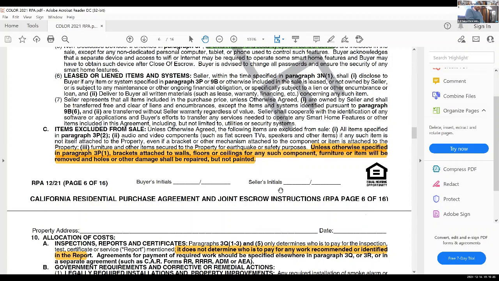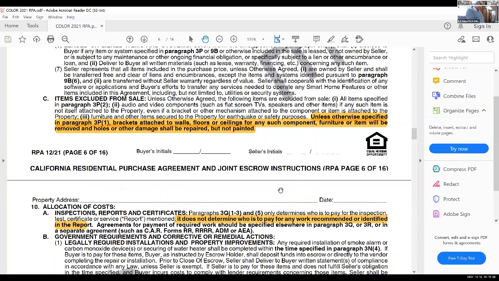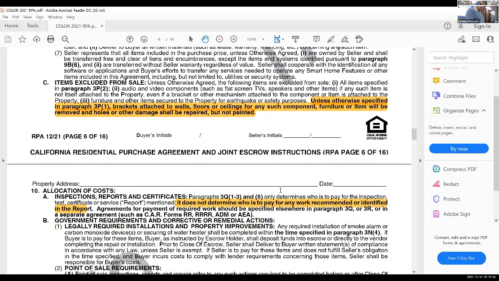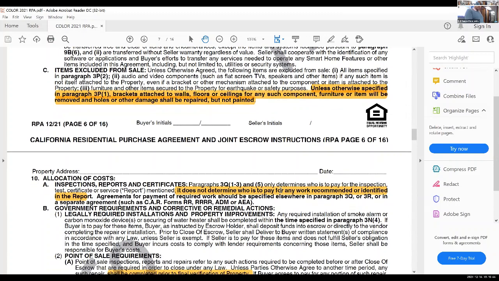And again, unless there are items excluded from sale, they specify and highlight unless otherwise specified in P1, the brackets attached to the walls, floors, or ceilings for any such component, furniture or item will be removed, and holes or other damage shall be repaired, but not painted.